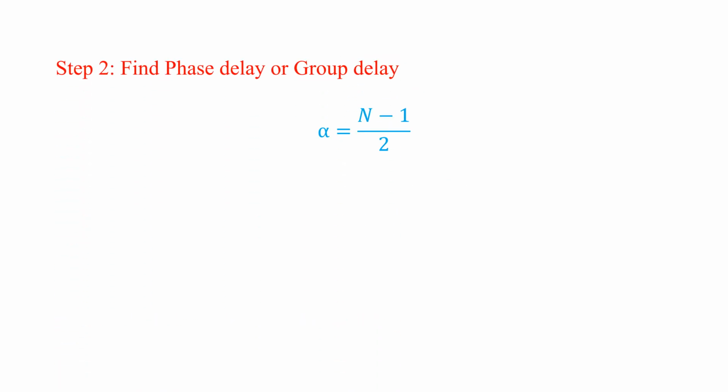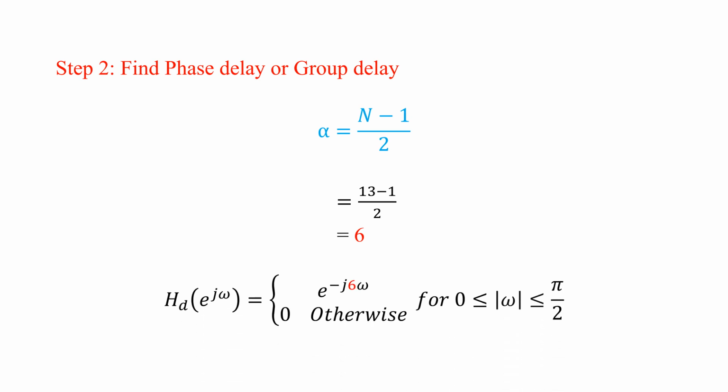Now we have to find the phase delay or group delay alpha. The formula is capital N minus 1 by 2. Capital N is equal to the order of the filter that we know, that is 13. So the group delay is 6. This delay we have to substitute in the desired frequency response. In the place of alpha, we have to substitute 6.